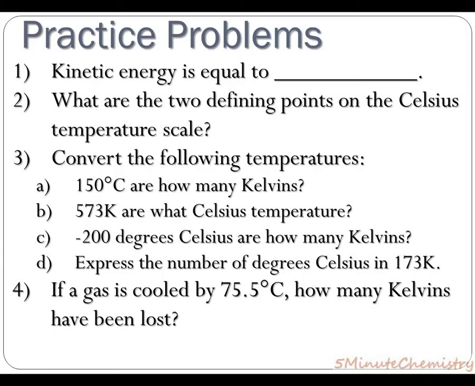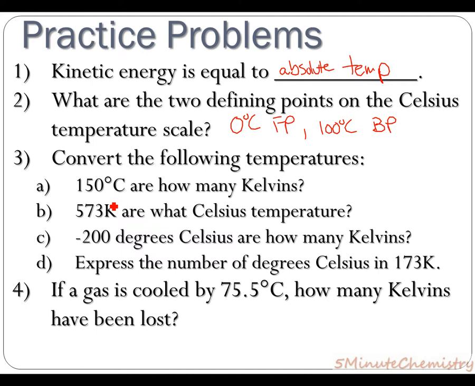I will assume that you have paused the video now, and I'm going to walk through our solutions. So first off, kinetic energy is equal to absolute temperature. What are the two defining points on the Celsius temperature scale? The two defining points are 0 degrees C, which is the freezing point of water, and 100 degrees C, our boiling point of water.